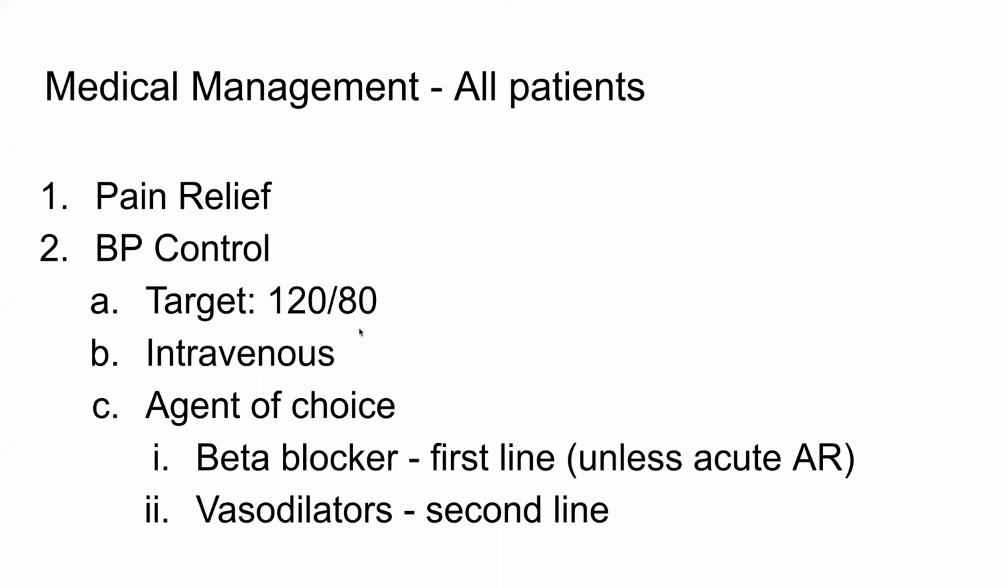Blood pressure should be controlled, and your target is 120/80. This is one of the few conditions where you really want the blood pressure to go down. And that should be done by an intravenous agent.